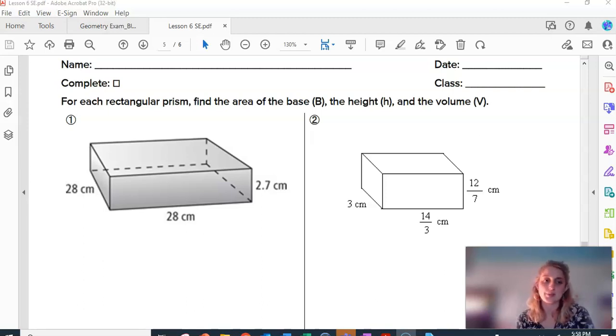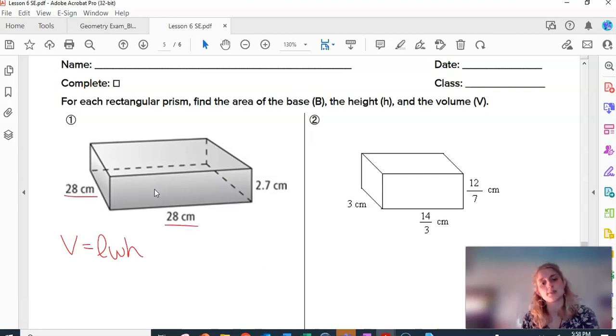Okay, so we are doing volume, which starts with volume equals length times width times height. So we're going to be doing 28 times, read closely, that does not say 27. Volume equals 28 times 28 times 2.7.